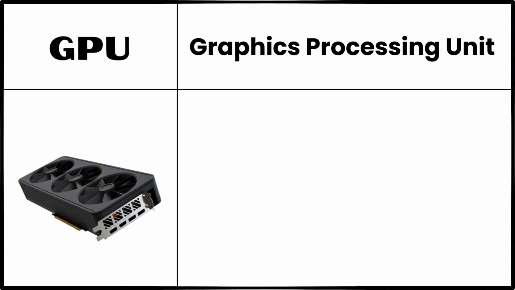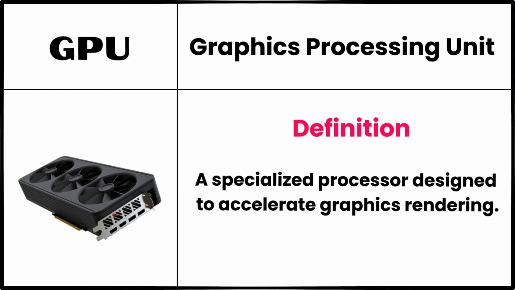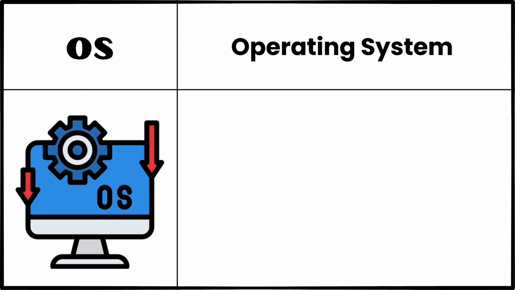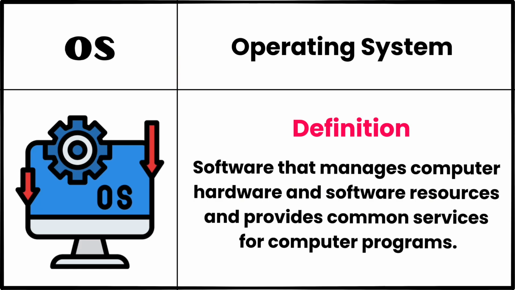Graphics processing unit. Definition: a specialized processor designed to accelerate graphics rendering. Operating system. Definition: software that manages computer hardware and software resources, and provides common services for computer programs.